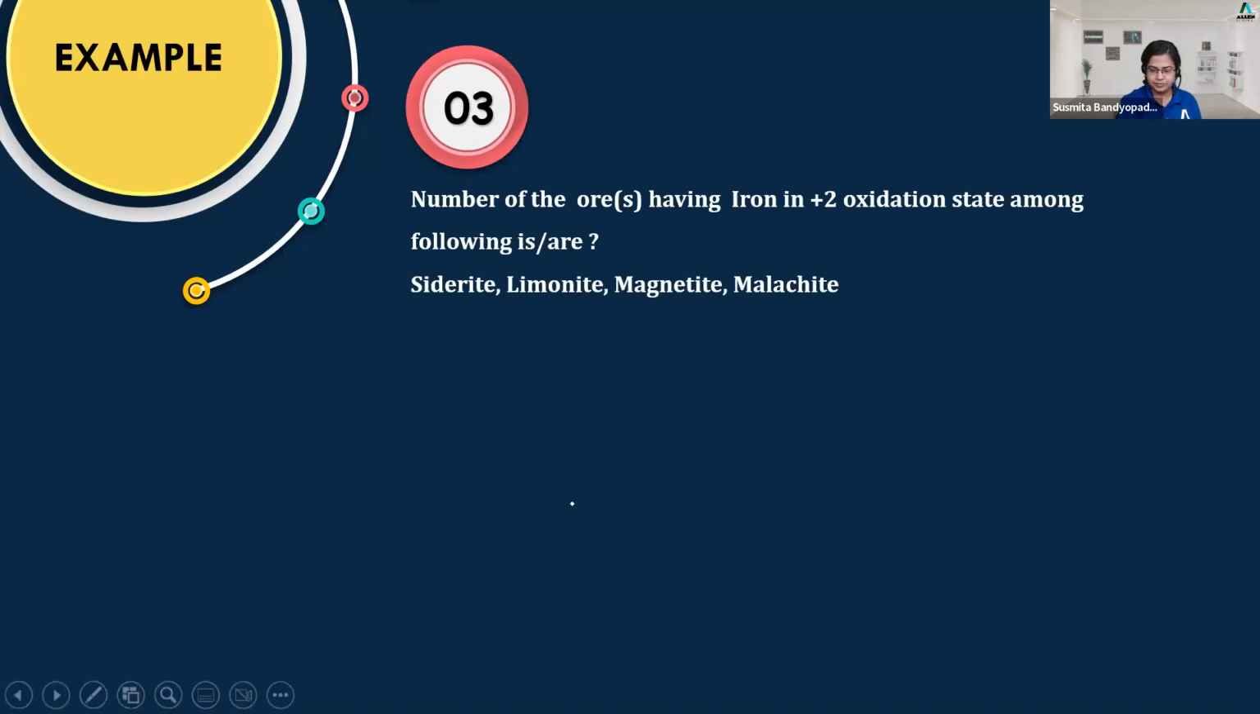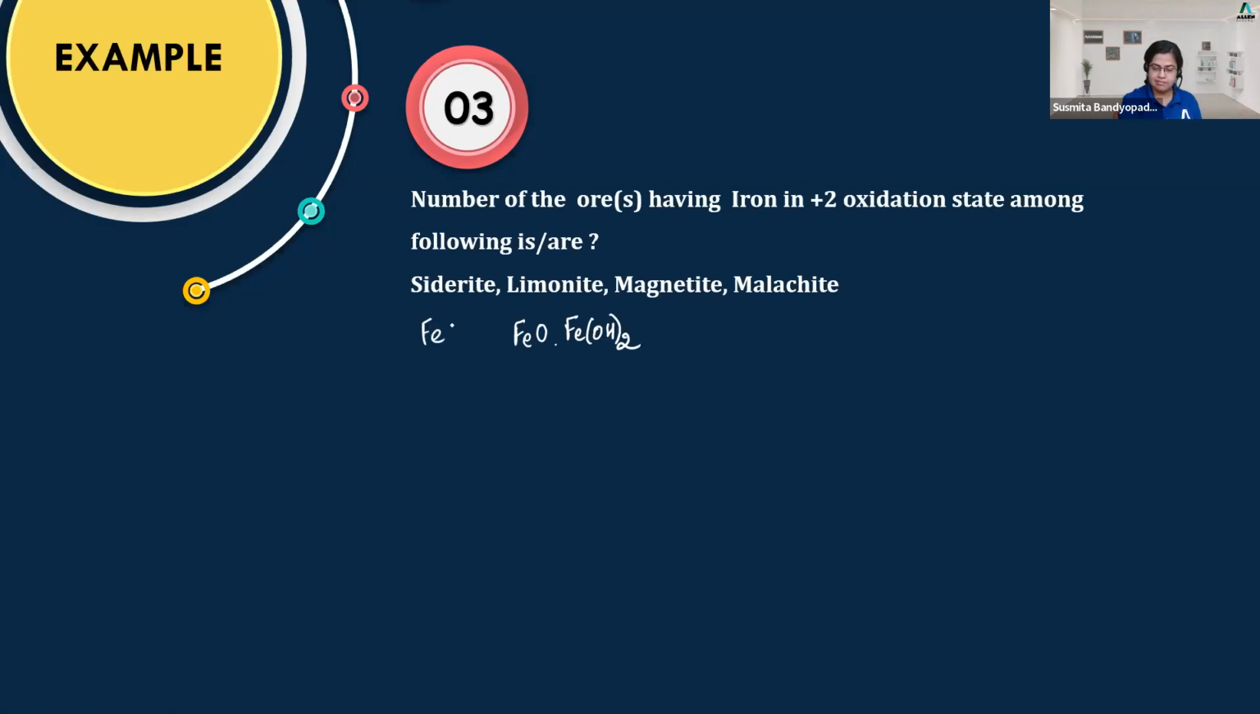Limonite is a mixture of ferrous oxide as well as hydroxide. General formula and all, even I don't remember it pinpoint, honestly. But it's basically a mixture of ferrous oxide and ferrous hydroxide.